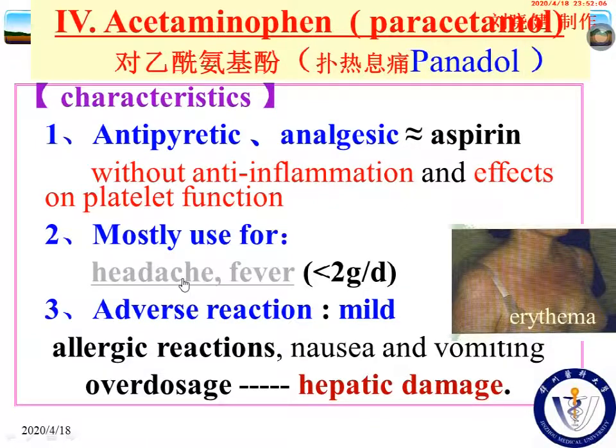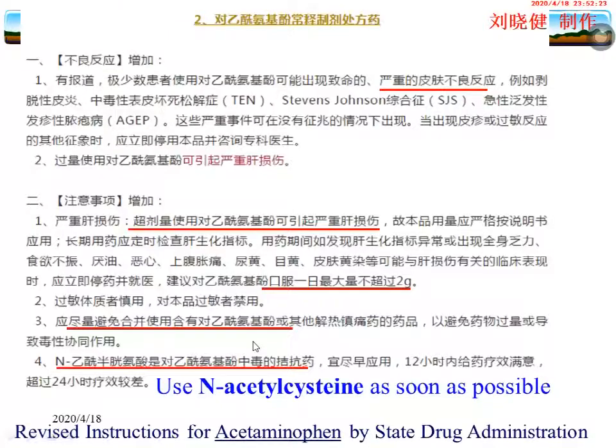But this drug, although it is safe, the body's elimination of acetaminophen still has limitations. Usually, the dose should be lower than 2 grams in a day. Because this drug is so widely used, and there are so many compounds used to treat colds that contain this substance, this year the latest revised instruction for acetaminophen by the China State Drug Administration has some changes.